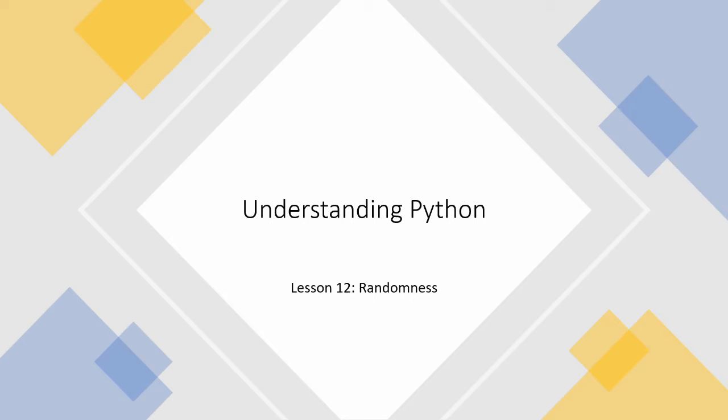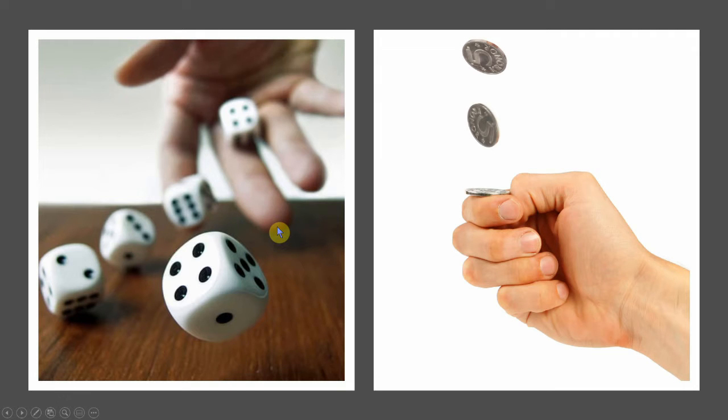Welcome back. Today we're going to be looking at randomness in Python. And Python can't really generate random numbers, like when you roll a die or toss a coin. But what it can do is generate pseudo-random numbers. And this means it's based on some sort of information, so it's not entirely random, but you'd never be able to guess what the number was, and it wouldn't be predictable.